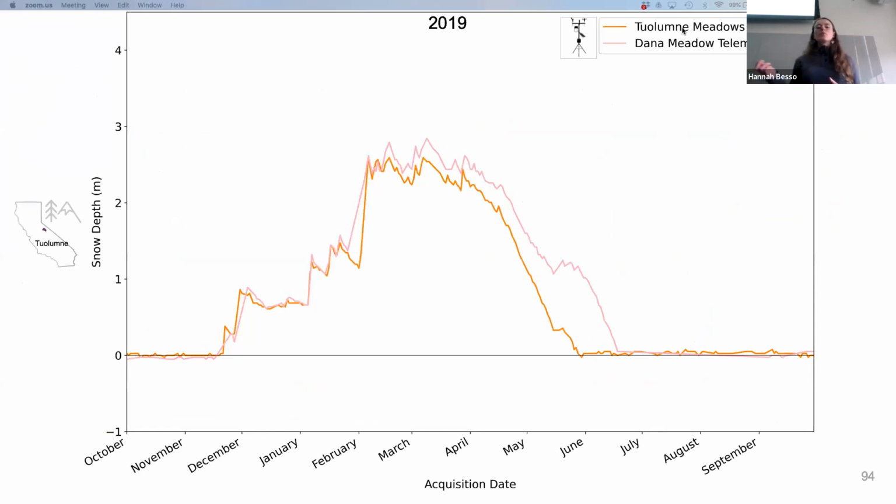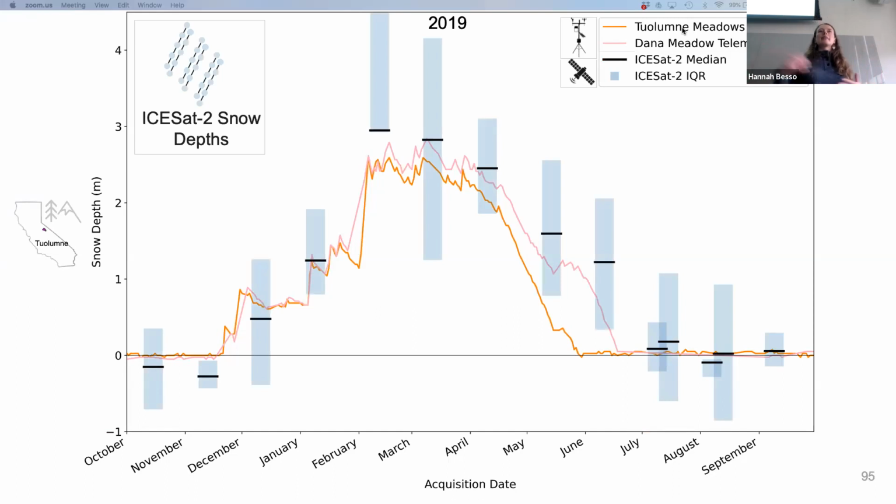Moving on to more results, we're looking here at a single year of snow depth, and this is the evolution of snow depth throughout the season at the two weather stations at the Tuolumne site. And then we can bring in our ICESat-2 data. And I'll describe this in detail. It might be confusing at first.